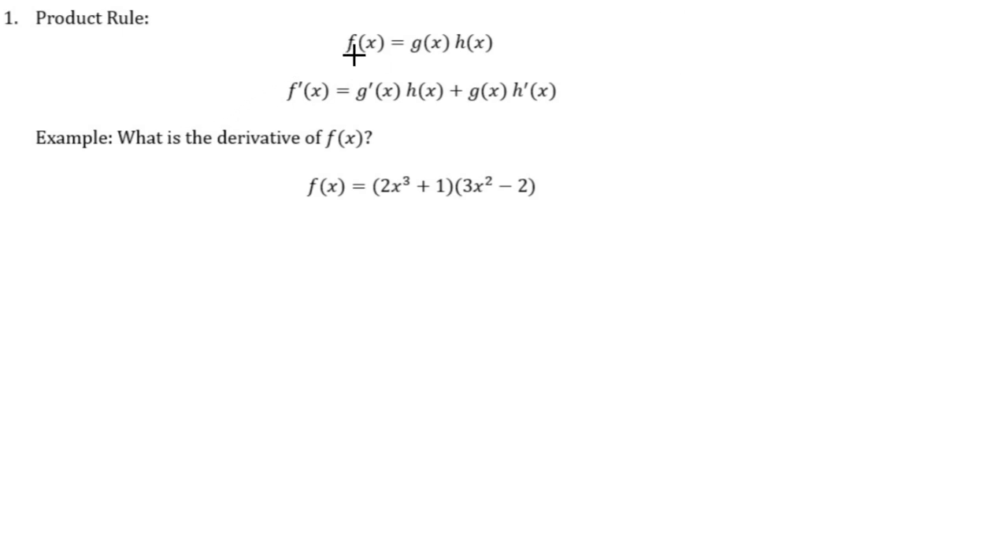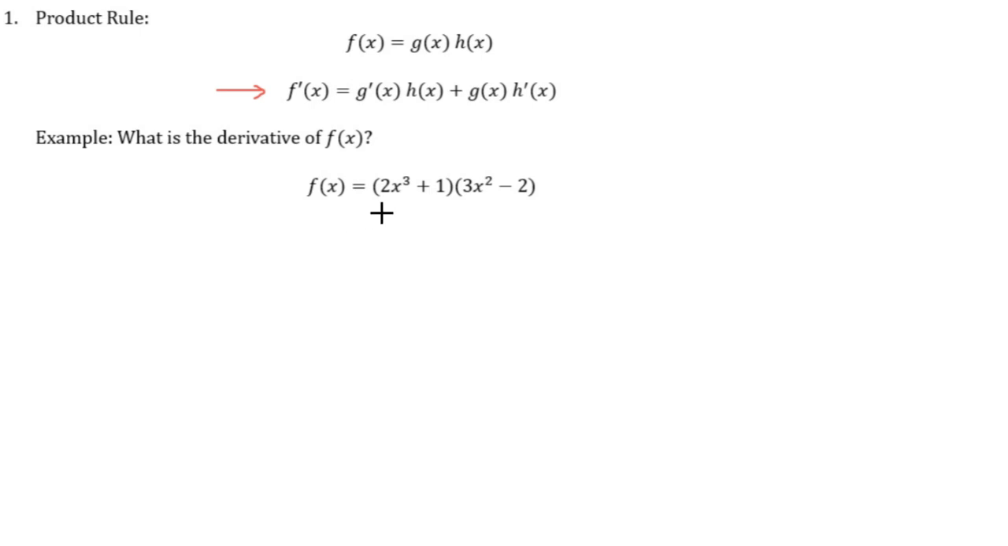In this case, f of x is the result of multiplying the functions g of x and h of x. And below, we can see the rule, which is product rule: the derivative of f of x is equal to g prime times h plus g times h prime. We're going to use an example to understand how we can apply this rule. For example, what is the derivative of f of x, which we have here.